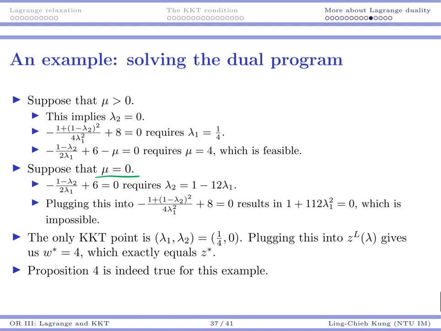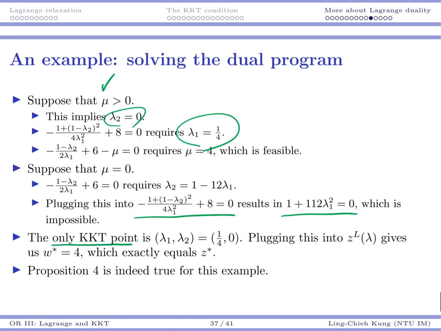Or you may try to say that your mu is 0. If that's the case, then immediately according to the first order condition, you get an equality between lambda 1 and lambda 2 that must hold. And then plugging this into another first order condition, it requires you to have your lambda 1 squared to be negative, which is impossible. So that means case 1 gives you a feasible solution. Case 2 gives you no solution.